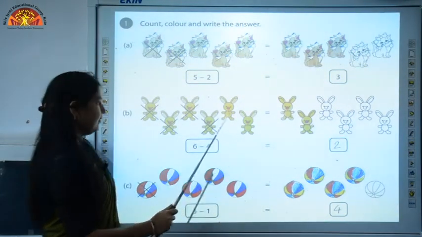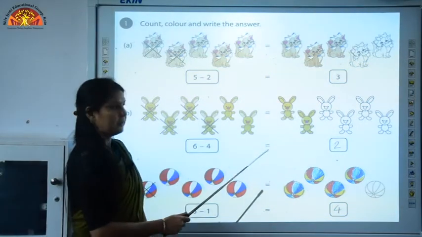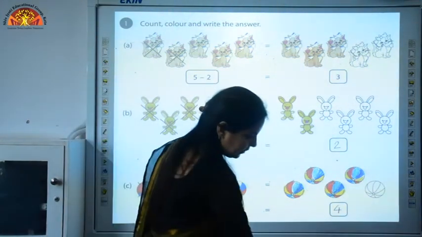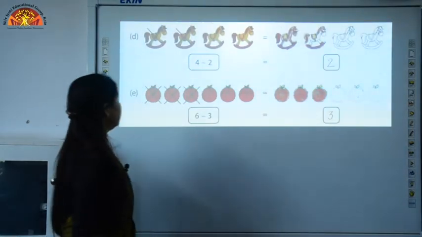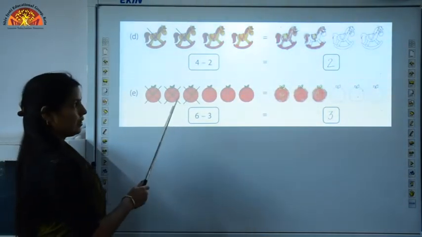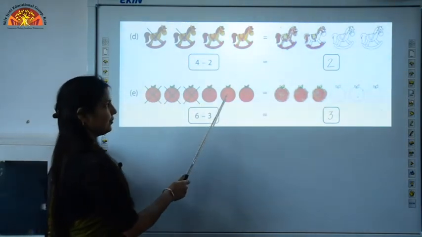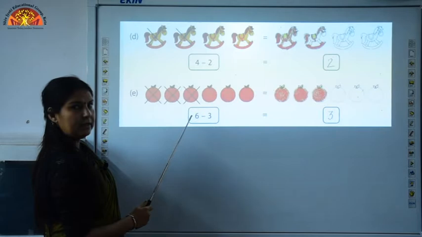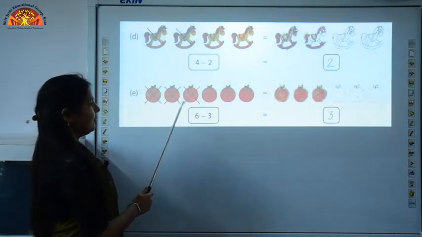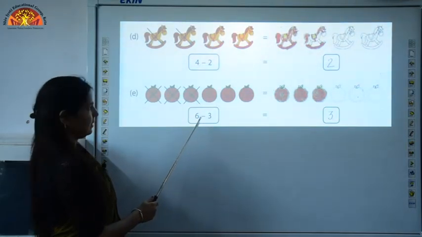So children, when we subtract 4 from 6, 2 is left. This is the difference between them. Now we will see part E of the same question. Here we will count the oranges which are given here: 1, 2, 3, 4, 5, 6, and 6 is written here. Now how many are cut? 3 oranges are cut. So we will write 3 after 6 and put the sign of subtraction here.